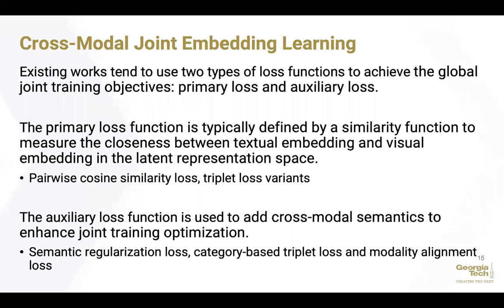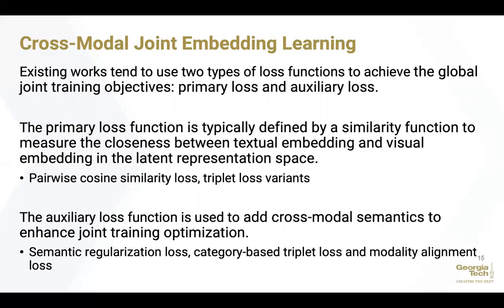After getting the semantics enhanced recipe and image embeddings, we can start the joint embedding learning to reduce the distance between the matched recipe image pairs iteratively. Most existing works tend to use two types of loss functions to perform the global joint training, which are primary loss and auxiliary loss. A primary loss function is typically defined by a distance function to measure the similarity between the textual embedding and the visual embedding in the joint latent space. Euclidean distance and cosine distance are the most popular ones.